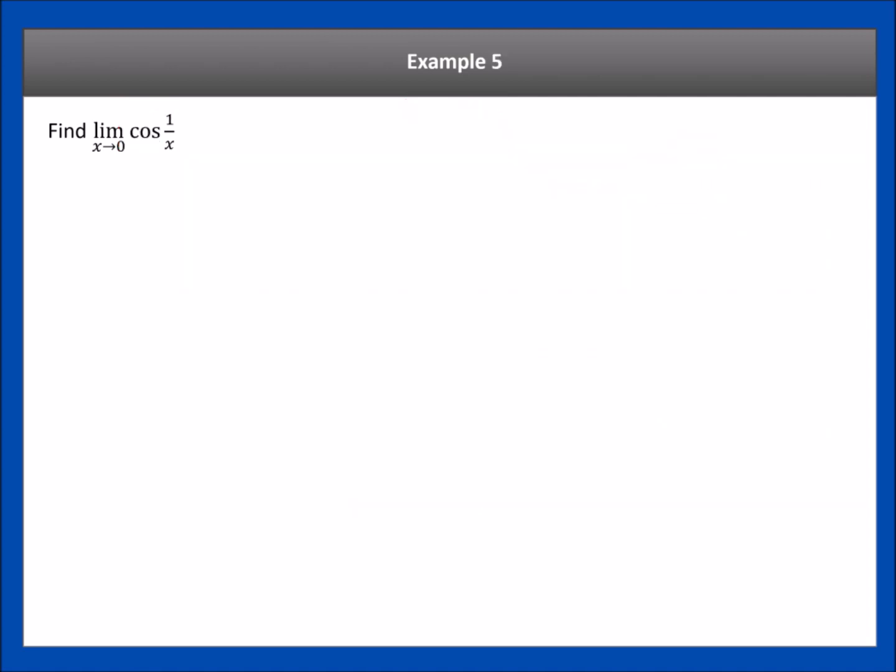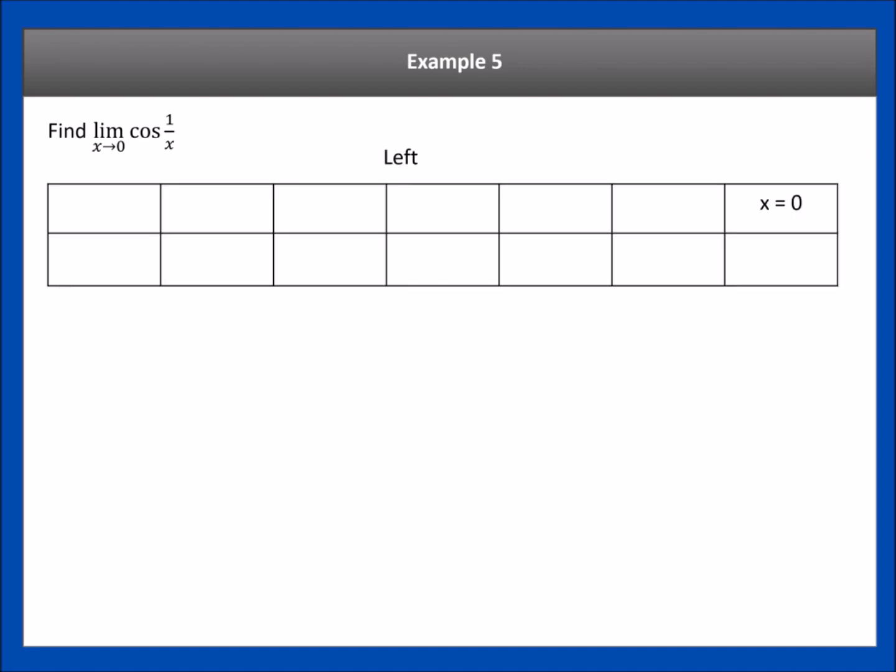All right. So let's look at an example with a different kind of behavior. Let's approach this from the left side, and let's do a table that approaches it from the left side. So if I look at x equals 0 on the right side of the table, because we're approaching 0 from the left here, and we know if I plug in 0 here, if I do cosine of 1 over 0, we can't divide by 0. So 1 divided by 0 is going to be undefined.